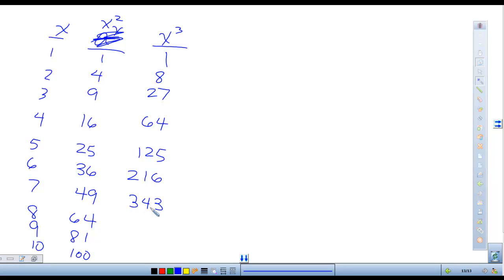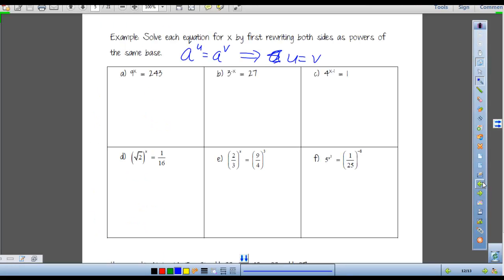343, okay. All right, 8 cubed is 512. Okay, that might almost be enough. 9 cubed is what? Okay, 729, and obviously 10 cubed is 1,000. Okay, and we might even need to know some of these to the 4th power. The point is we have to be able to think backwards when it comes to writing these things using a particular base. So when we go back over here, we've got 9 to the x.